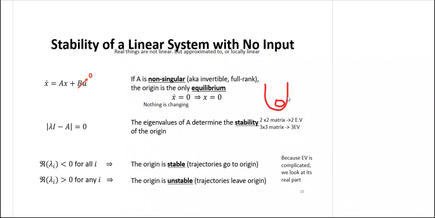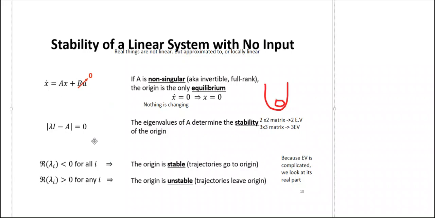The stability of the linear system with no input. If A is non-singular, invertible, full rank, the origin is the only equilibrium. Think of a ball on a curve, where this point is the only equilibrium. When x dot is 0, that means there's no change, so it's the equilibrium. That's why the system goes to 0, because nothing's changing. So that's just when x dot is equal to 0 and x is equal to 0, that's the equilibrium. We don't need this, because if x is 0, then x dot needs to be 0 as well.